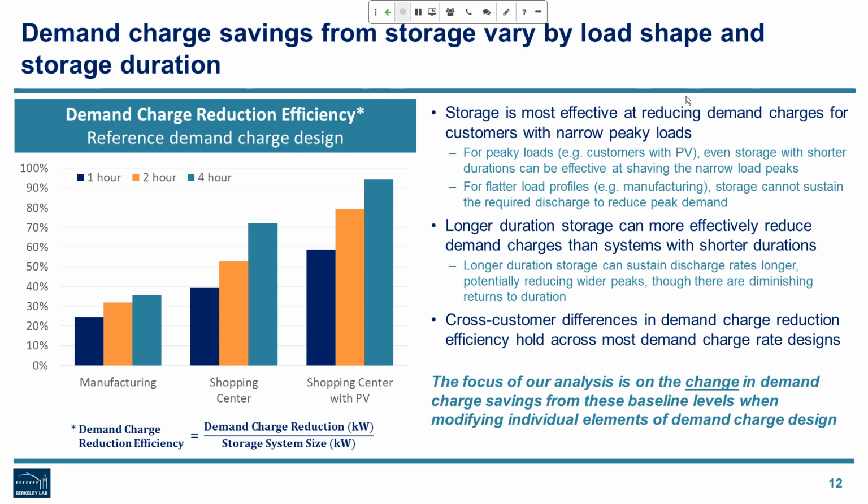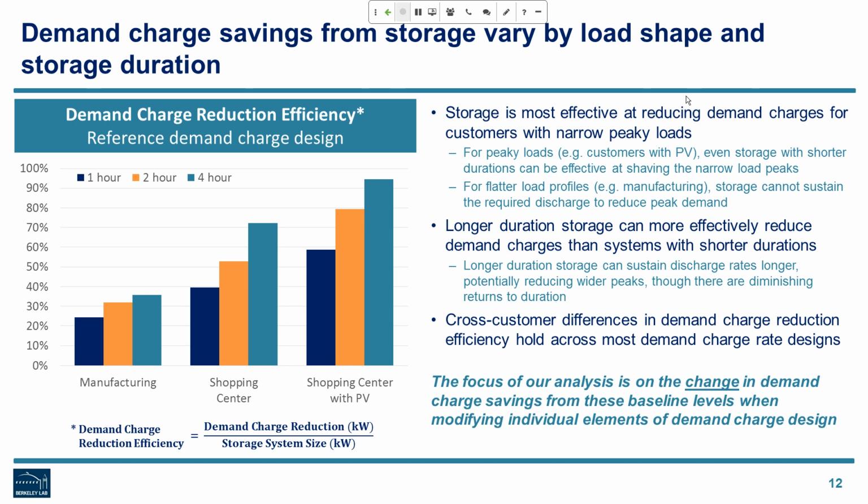So the first thing to note here is that the demand charge savings from storage vary by load shape and by the duration of the storage. Note that there are two metrics used to measure storage capacity. The first is the power, measured in kilowatts, and this is really the maximum discharge power provided by the storage system. And the second is duration. How many hours can that discharge power be maintained for?